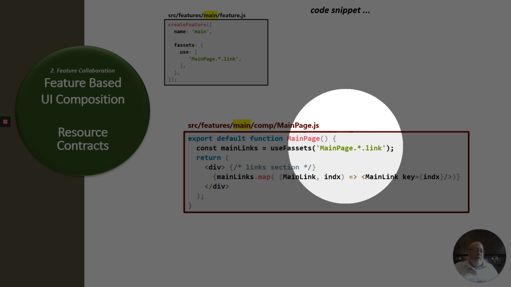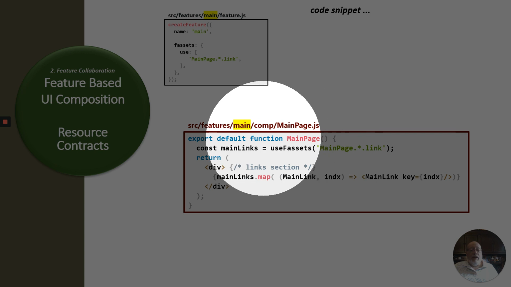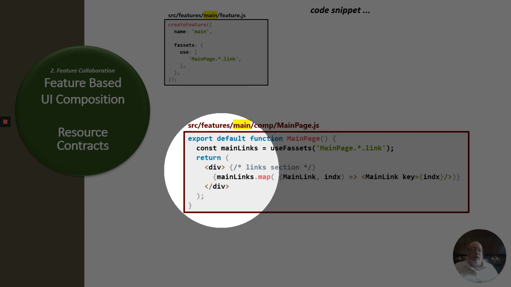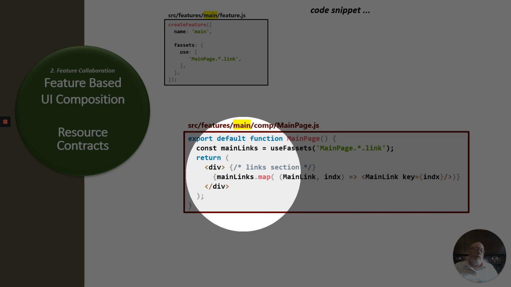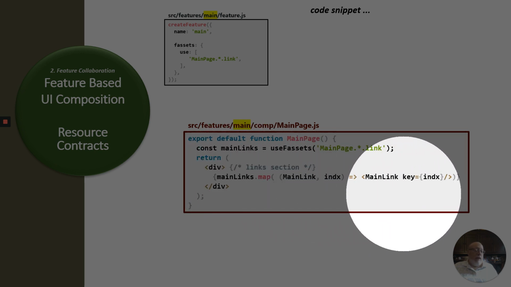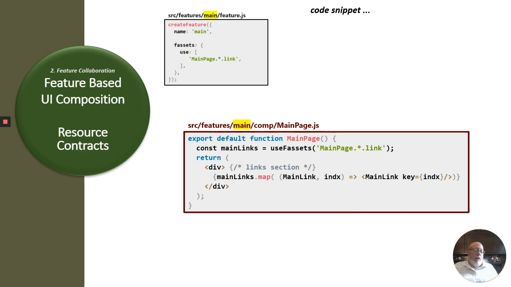So this use facets is going to return an array of resources that match this link. And so we simply hold on to that main links, and then at some point in our render process, we iterate over the links and instantiate each main link individually. Well, that's the usage side of the contract. The definition is coming from other features.